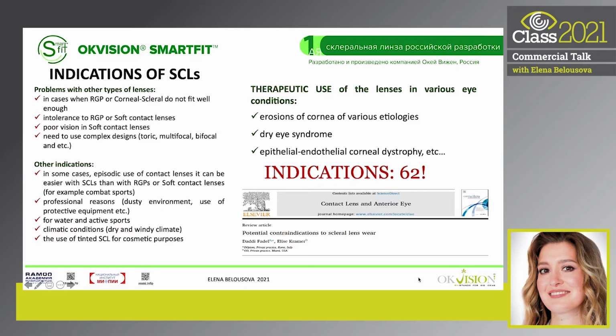And there are some very rare indications. For example, episodic use of contact lenses, which can be easier with scleral contact lenses than with RGP or soft contact lenses: when the patient does combat sports, for professional reasons when the patient works in a dusty environment or uses protective equipment, for water and active sports, and climate conditions. In some cases we need to use tinted scleral contact lenses for cosmetic purposes. I highly recommend you read this article to learn more about indications.